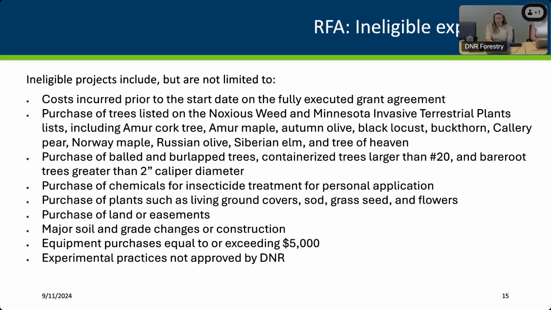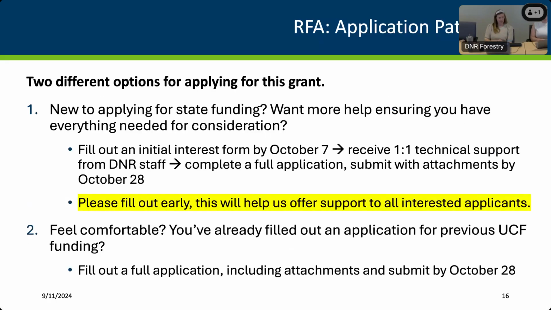The purchase of chemicals for insecticide treatment for personal application, so not a licensed professional, right? Purchases of plants such as living ground covers, sod, grass, seed, and flowers. So we're really talking about woody species here. The purchase of land or easements is not allowed. Major soil and grade changes or construction, any equipment purchases that exceed $5,000 for a single unit purchase, and then experimental practices not approved by the DNR. Thanks for letting me get through that, guys.